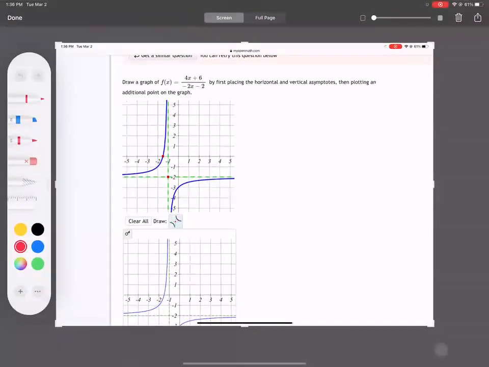To reiterate, our horizontal asymptote was negative 2. Our vertical asymptote is x equals negative 1. And our zero here, the easy number, was negative 1.5.